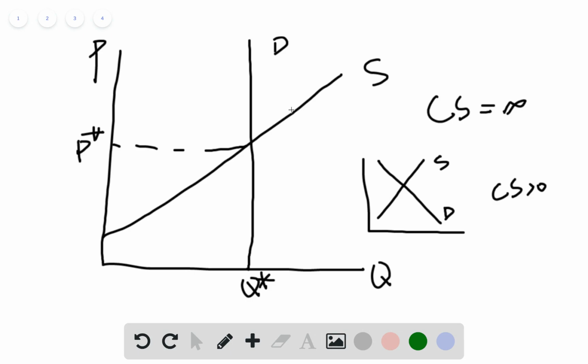But in this case, it is a vertical demand curve, and the willingness of the consumer to make the payment is infinity. So the consumer surplus in this case is infinity. But in general, we have a downward sloping demand curve and an upward sloping supply curve, and the consumer surplus and producer surplus, both of them are positive numbers and finite.